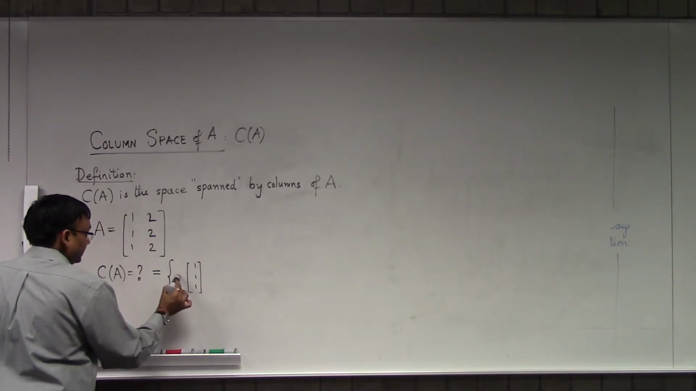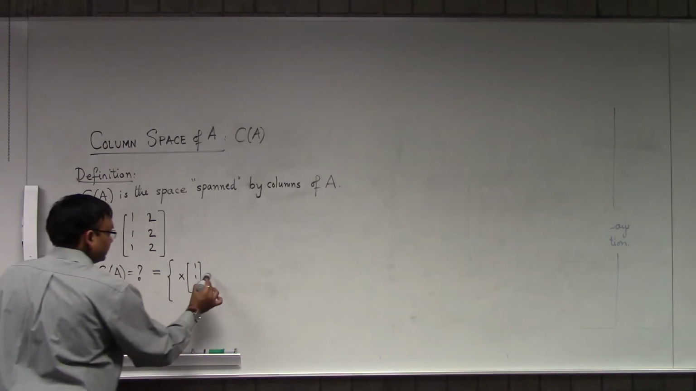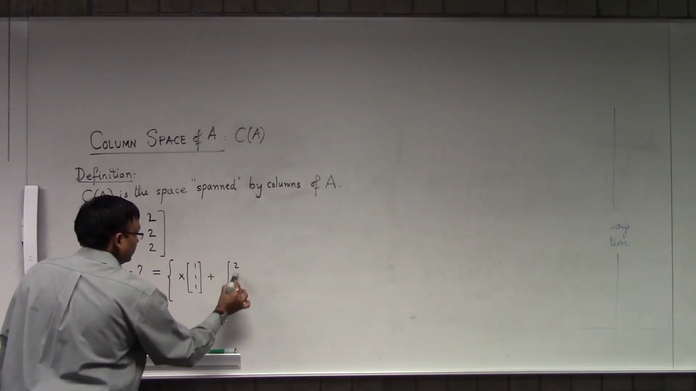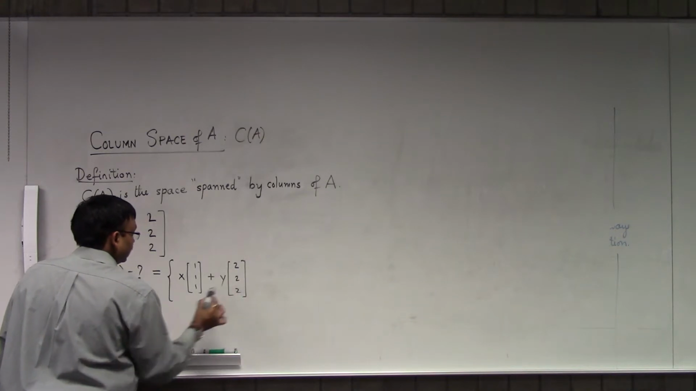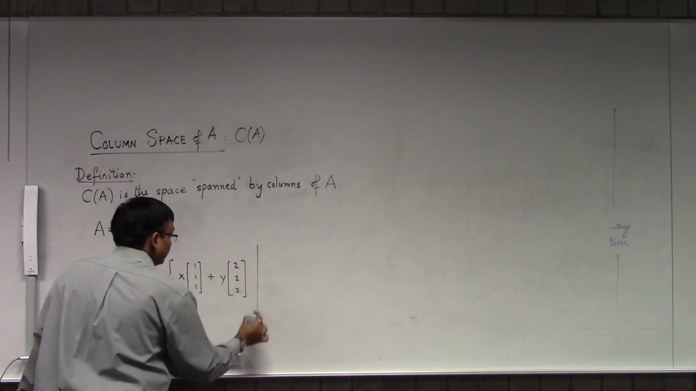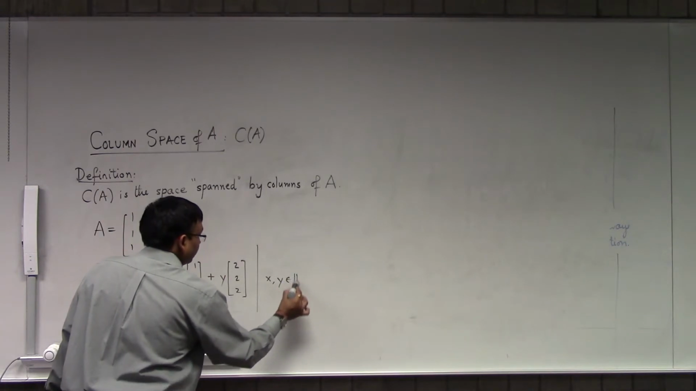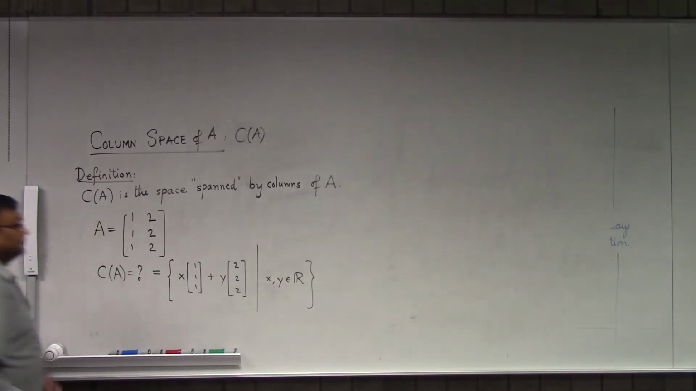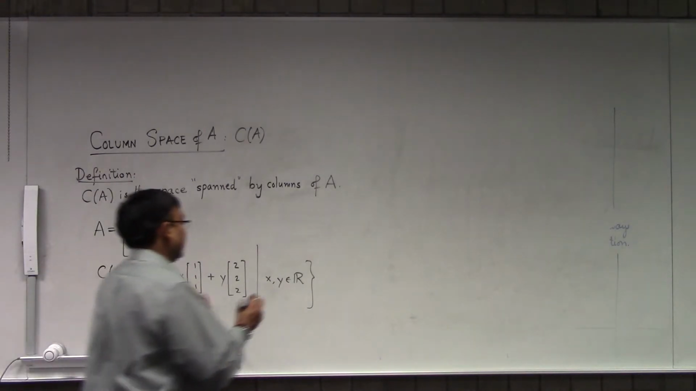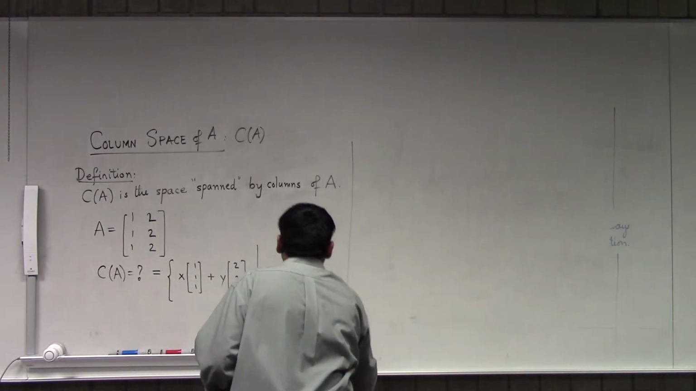I'll say, okay, I'm going to multiply it by some x, and I take 2, 2, 2, and I'm going to multiply by y, and I want to know what are all the possible things I can produce by choosing various x and y's. So think of it as two ingredients have been given to you and you are trying to cook something out of those two ingredients. So you're trying to find all possible linear combinations, or all things that you can make up out of those two ingredients.